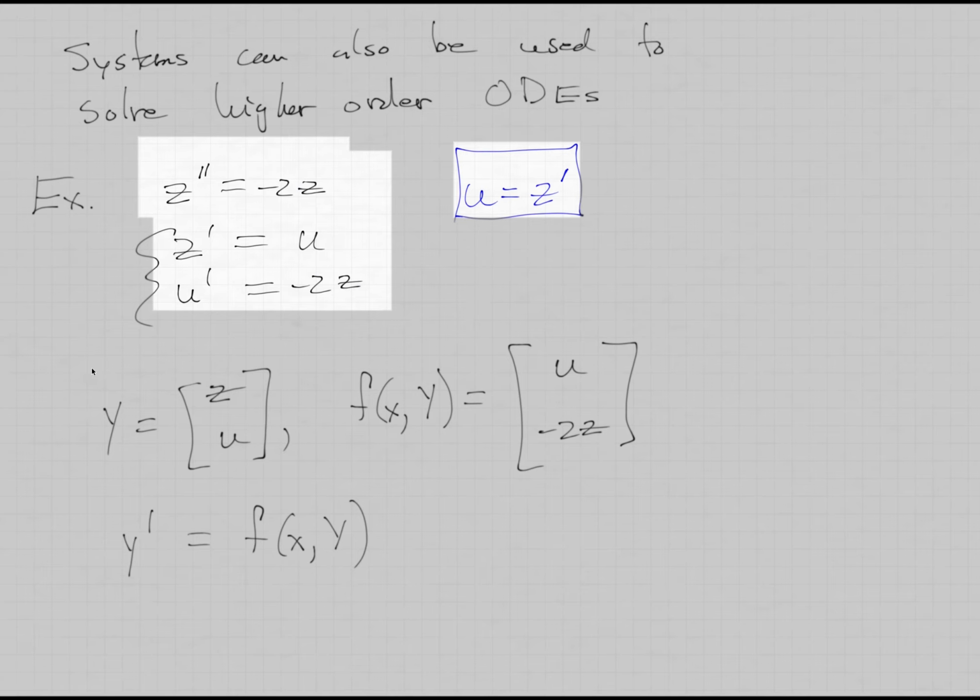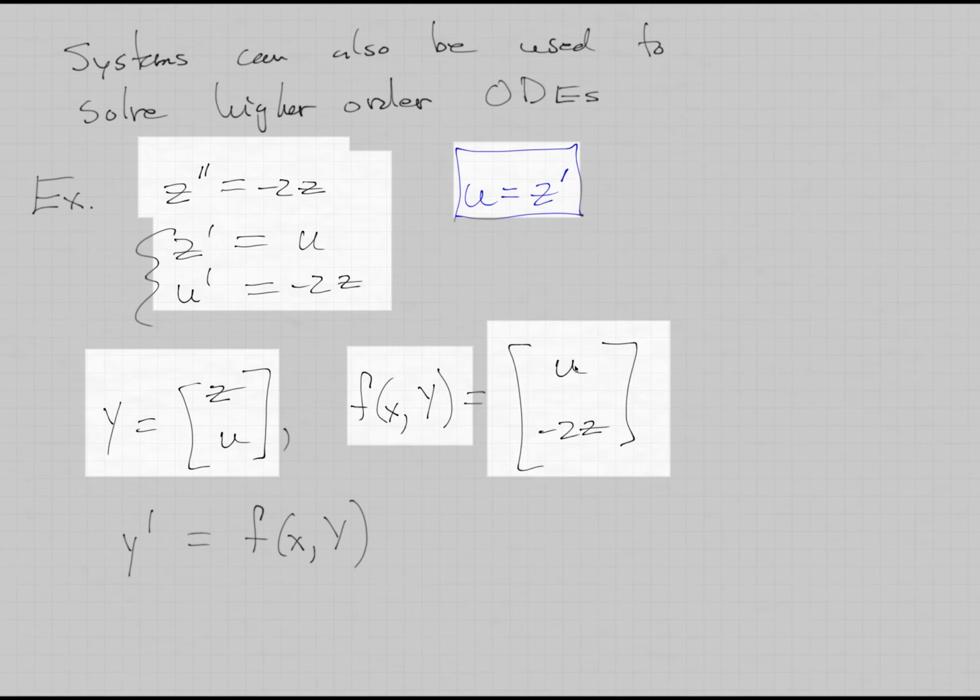And when I set this up, and I will do both of these problems on MATLAB in a minute, y will be a vector that consists of the z and the u value. And then the function f of x, capital Y, will be a vector function that returns u for the derivative of z and minus 2z for the derivative of u. Right? And so we will have the ODE in exactly the same form as usual, y prime equals f of x, y. Okay, let me switch over to MATLAB.